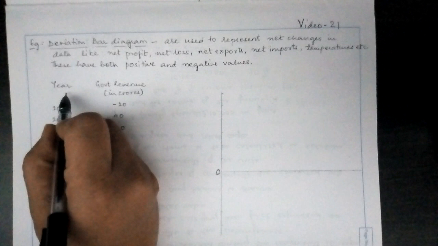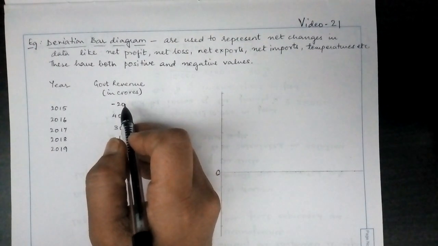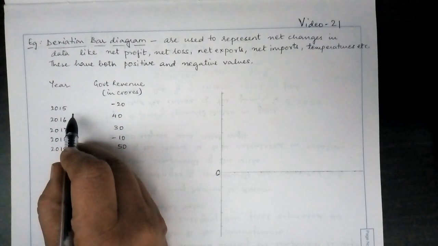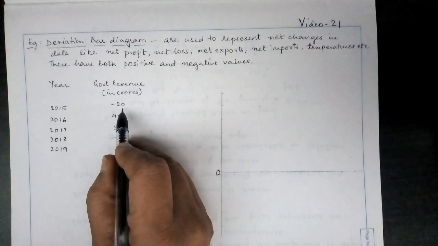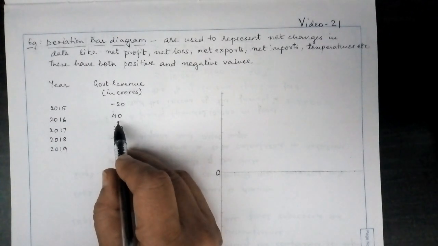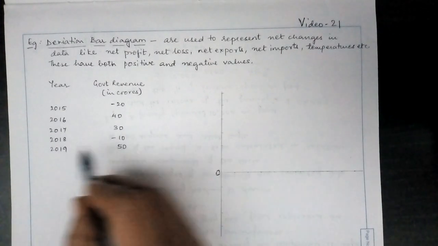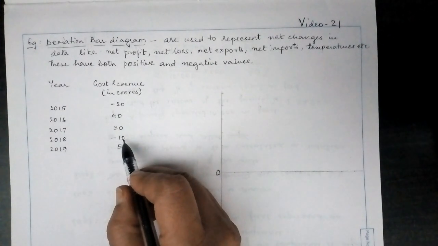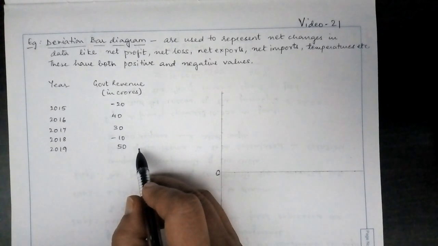So we are given year and government revenue in crores. So the year is 2015, in which the government revenue was minus 20. That means it incurred a loss. Then in 2016, its revenue was 40 crores. In 2017, 30 crores. 2018, minus 10. That means this was a loss. And 2019, it was 50 crores.